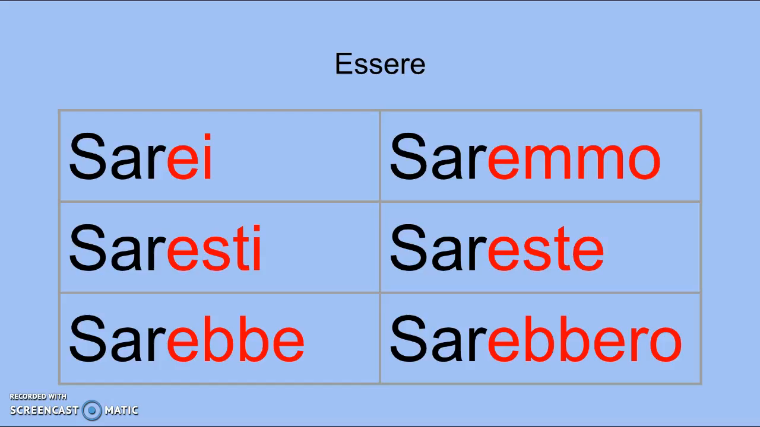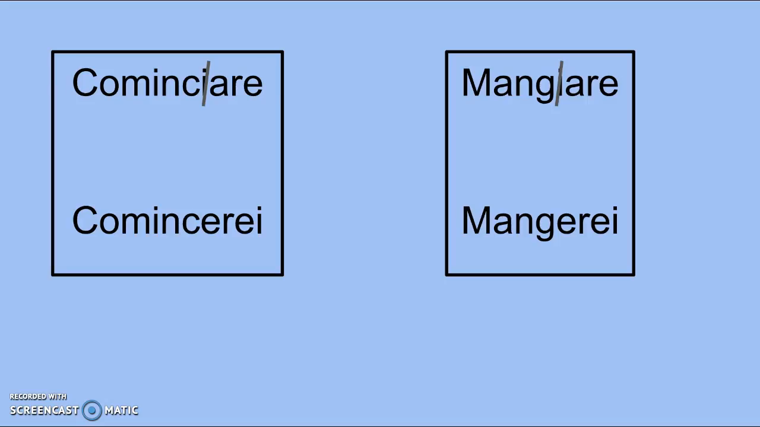This is how you conjugate essere in the condizionale. Io sarei, tu saresti, lui lei sarebbe, noi saremo, voi sarebbe, loro sarebbero. For the cominciare e mangiare verbs, you cross off the I and just add the ending. So, comincerei, mangerei.